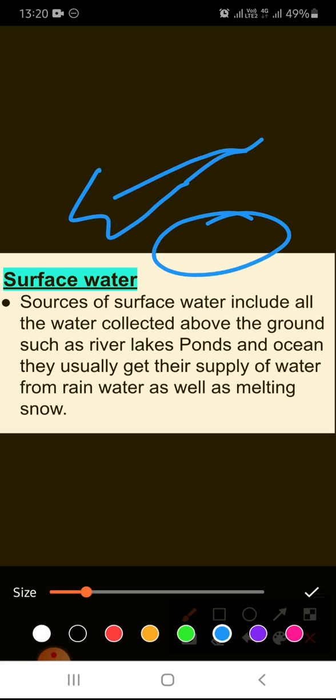So all these are examples of surface water, the water which is available on the surface. Some sources of surface water are also fed by underground aquifers. We can say that surface water accounts for almost 80% of the water we use.